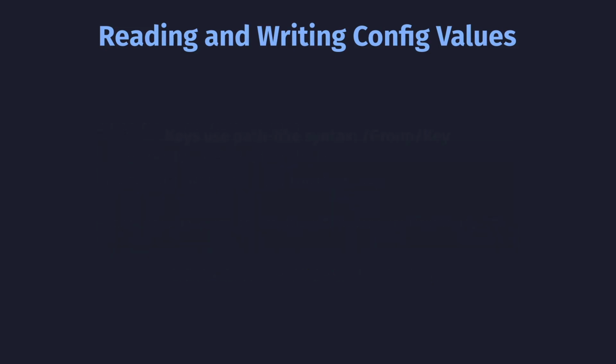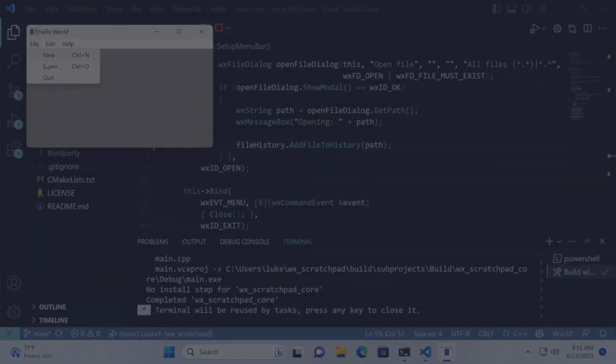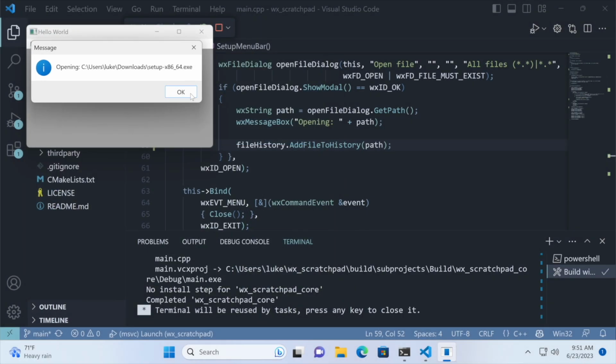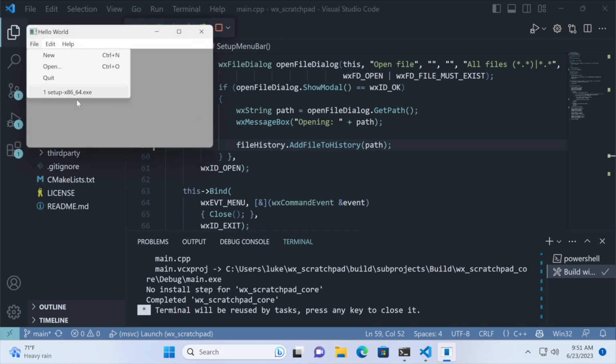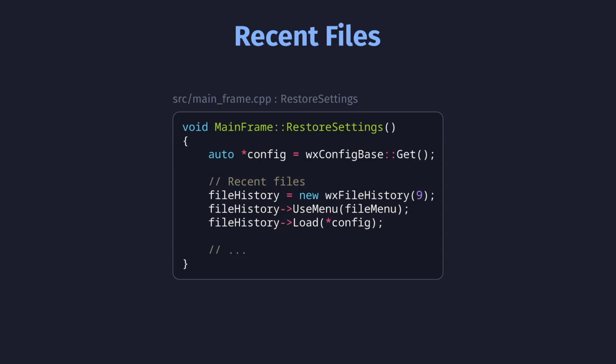Keys use a path-like syntax with slashes. Preferences slash font size is in the Preferences group. Recent files slash file 1 is in the Recent Files group. Now for the recent files. In my wxFileHistory tutorial, we built a recent files list from scratch. In our app, the setup is the same. Super simple. With Use menu, wxWidgets will add the recent files to the selected menu. We just need to use the load method to populate it.